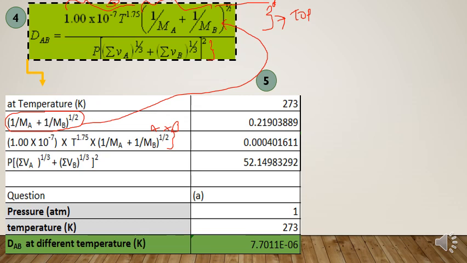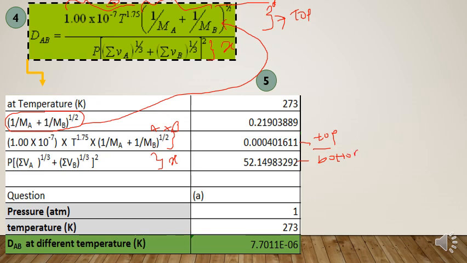Sorry, maybe I call it as x. Okay, so x is here. So therefore, to calculate the DAB, I just divide the top and divide by the bottom part here.